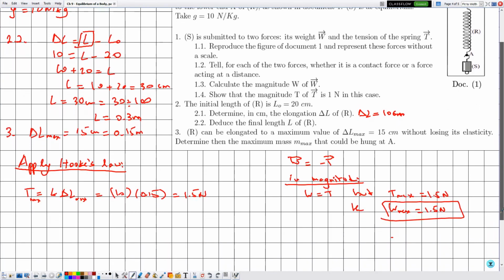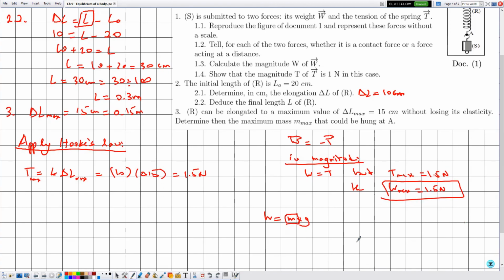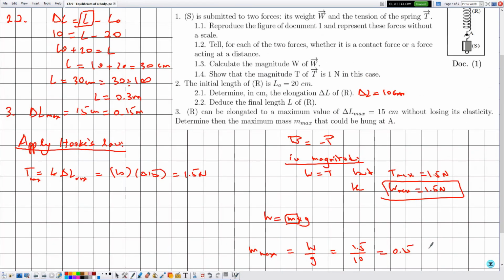So now knowing W max, we can deduce m max. W is equal to m multiplied by g. We are interested in m. Then m max is given by W over g, which is 1.5 over 10, which is 0.15. Both of these are expressed in SI, so the value of m max will be in SI, which is kilograms. So m max is equal to 0.15 kilograms.